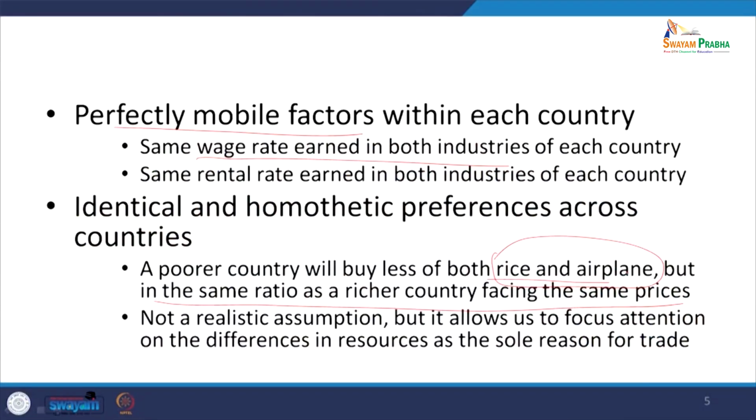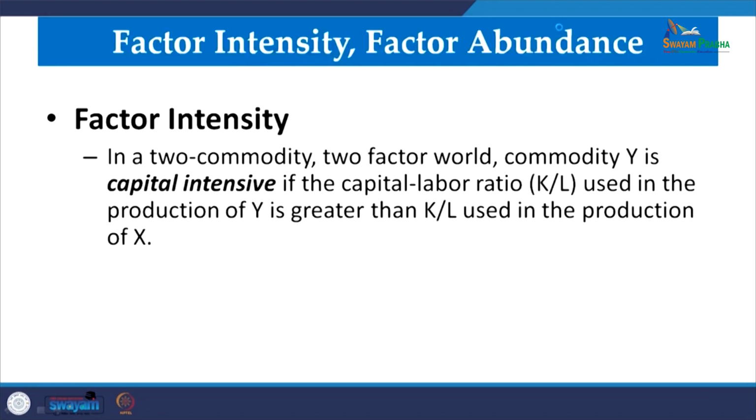So, our interest is to look at the relative demand for commodity X and Y, and accordingly we have lots of interpretations. Though it is not a realistic assumption, it allows us to focus our attention on differences in resources as the sole reason for trade. So, this theory as developed by Heckscher-Ohlin is also called the factor endowment theory, the endowment theory of international trade.